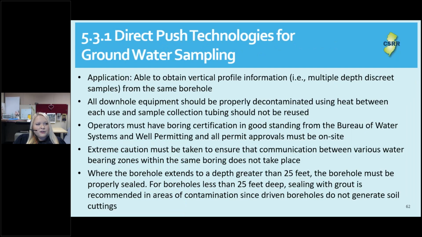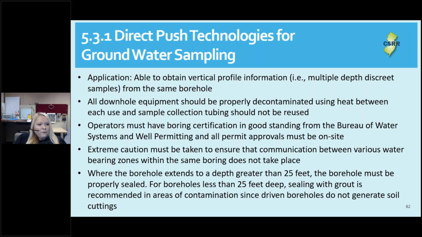Also discussed in this section is the direct push technologies for groundwater sampling. It just discusses general considerations when using direct push for groundwater sampling. An example of an application would be to obtain vertical profile information because multiple discrete samples can be collected from the same borehole, and that can help determine where to set a permanent well screen before doing so.